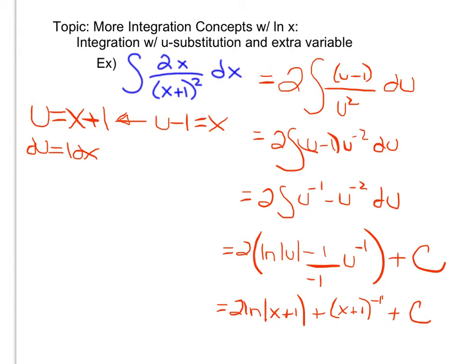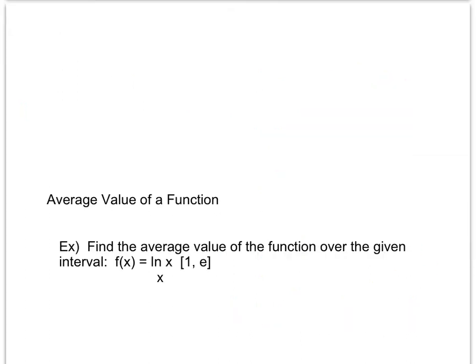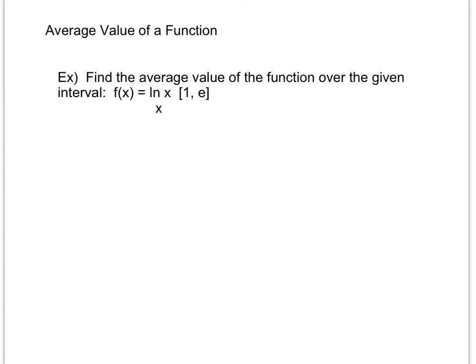If I look at my next example, it is on a concept we have already covered once again. I'm finding the average value. So for average value, I need to know what my average value formula is. Well, I know that my average value is 1 over b minus a times the integral from a to b of f of x, where a and b stand for my interval that I'm given.